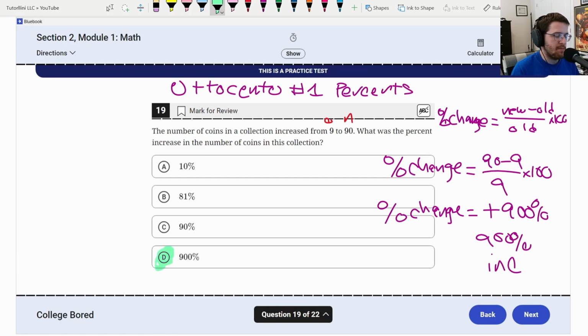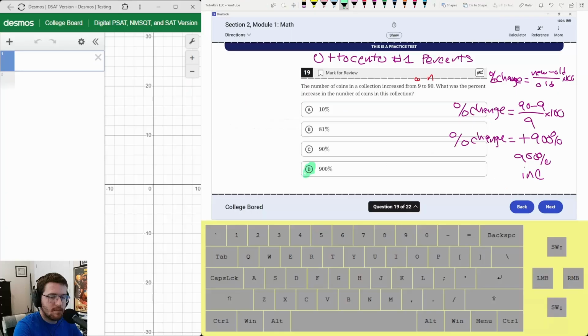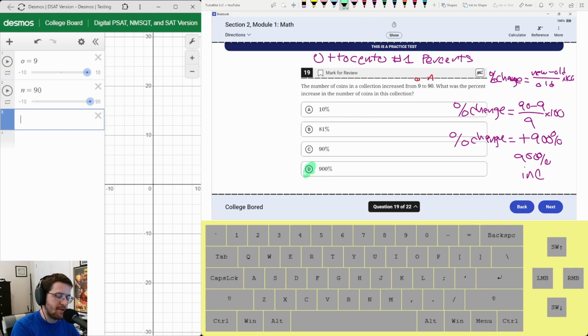Let's go over how to do some of the calculation on Desmos. Okay, so you don't have to do this by any means, but I like to actually type in lowercase o and lowercase n for old and new. And then I make a fraction bar by pressing slash, and I do n minus o over o times 100, and that tells me the percent change really quickly. We once again get 900, which still gives us answer choice D.